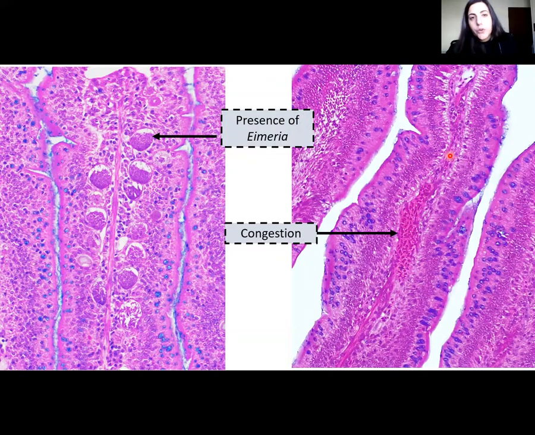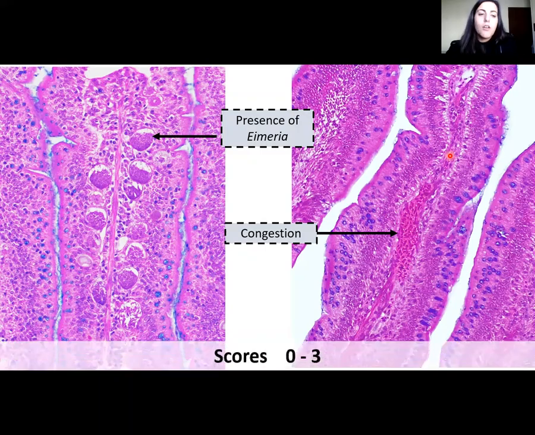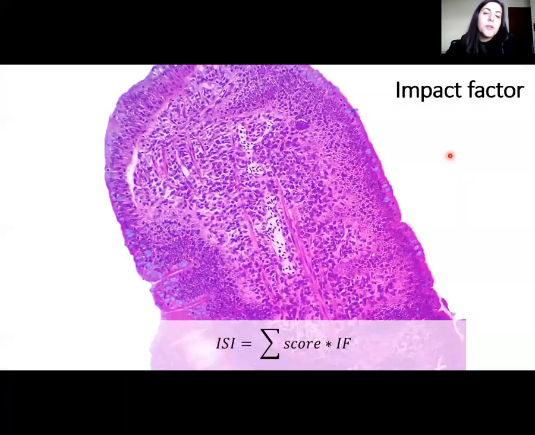For each one of these parameters evaluated, we assign scores. The scores are provided for each one of the lesions according to intensity and extension of the lesion. The score goes from 0 to 3, where 0 is no lesion and 3 is the highest lesion found.